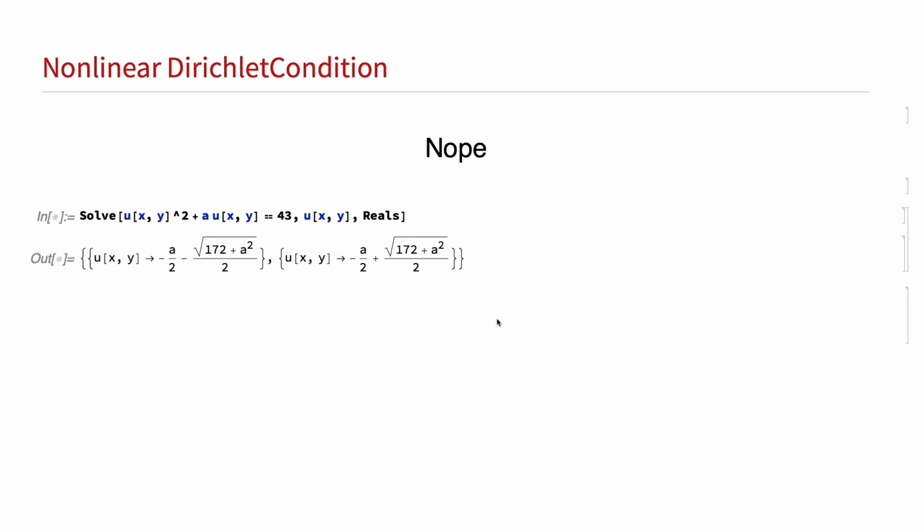We don't have nonlinear Dirichlet conditions, and the reason for that is that you can always rewrite them in a linear version. All right, so let's look at a few application examples.